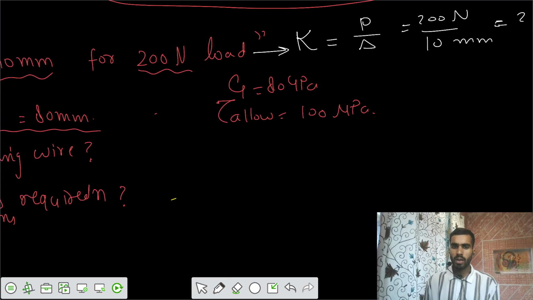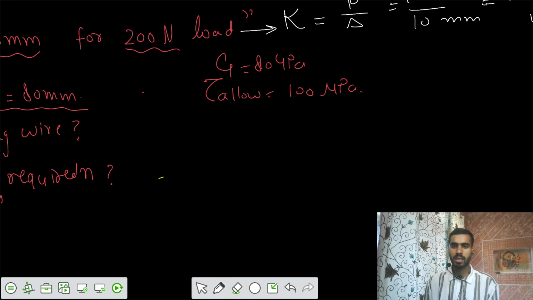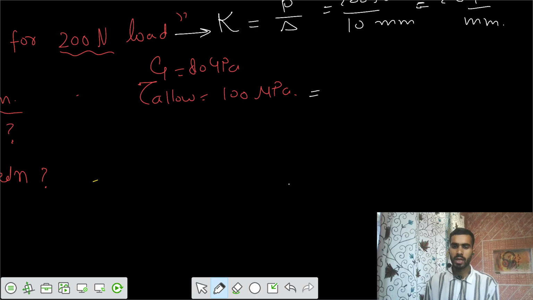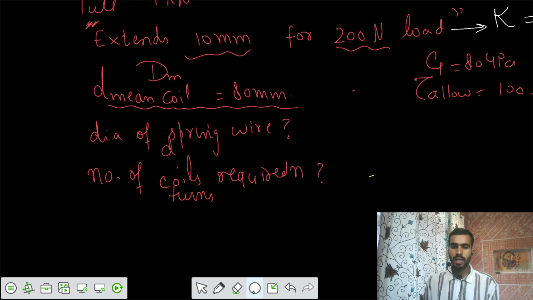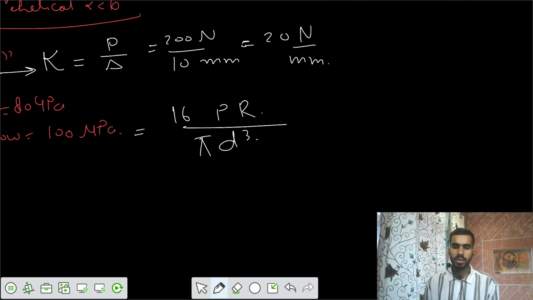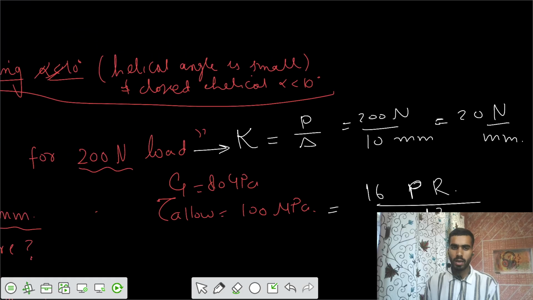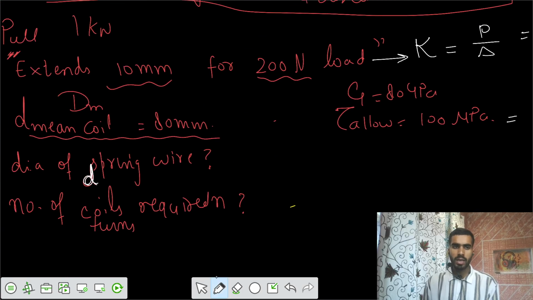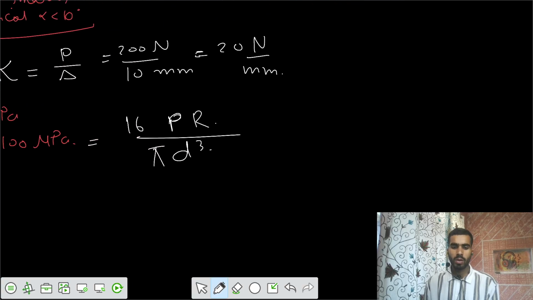And from the allowable shear stress, we have the equation: tau max, tau allowable, equals 16 T by pi d cube. I need that d, small d, which is in this equation. If I know the other parts of this equation, P is there. The pull of 1 kilonewton is already mentioned; that coil is having a pull of 1 kilonewton.